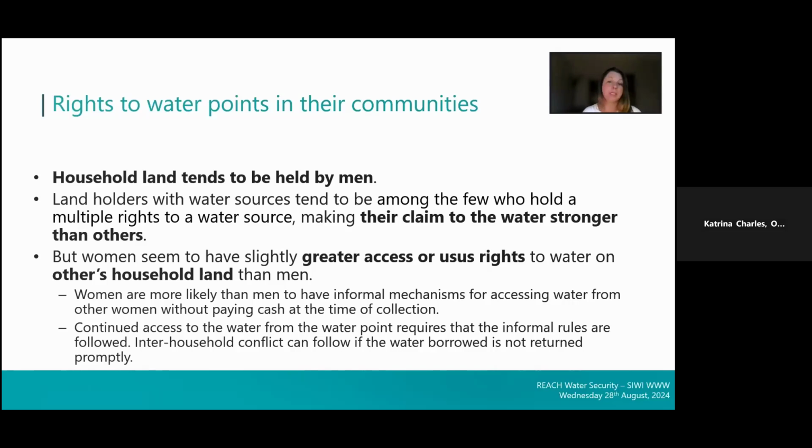for other goods, such as firewood and poultry, or it could be borrowed with the expectation that the water is repaid. And continued access to the water then is going to require that the rules are followed. When they're not followed, there can be inter-household conflict. And it suggests that there's this complicated process of negotiation that needs to be re-articulated each time. And so the duration of rights to these different water points really depends on the ongoing relationships.